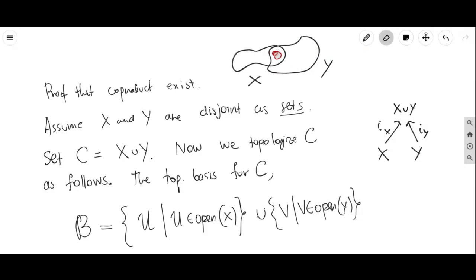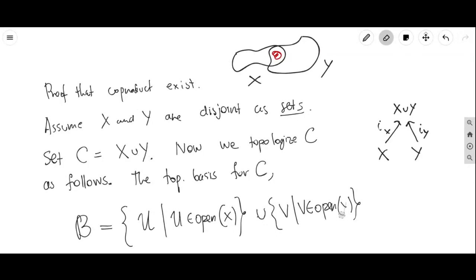And there's some confusion. If the set is in the intersection of these two, are you treating that set as an open subset of X, or as an open subset of Y? The point is, X and Y can have very different topologies. This can be discrete, that can be indiscrete. They can be radically opposite of each other. So it becomes unclear what topology you have to use. So if X and Y are disjoint as sets, then you define C like this.